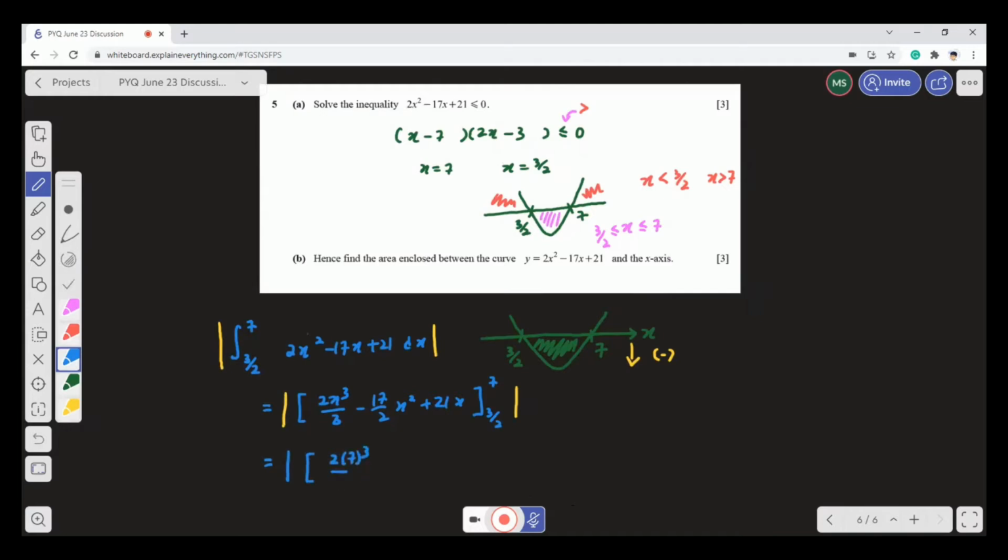Okay, let's substitute the values inside. This is substituting the 7 minus substituting the 3/2. And what do we get before modulus? Maybe I should use my calculator to double check your answer.